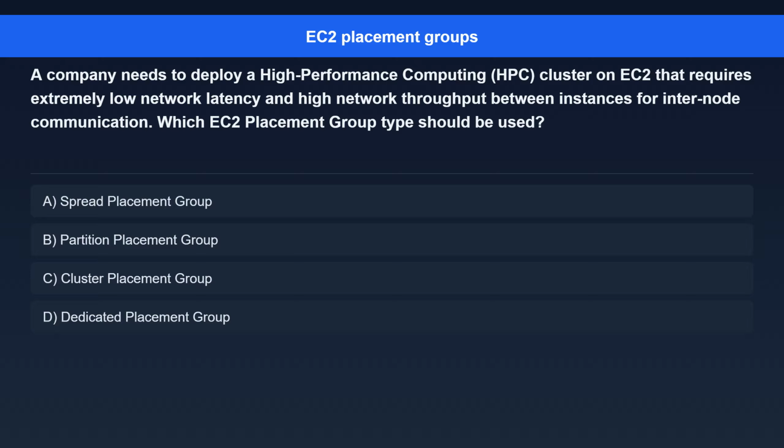Option A. Spread placement group. Option B. Partition placement group. Option C. Cluster placement group. Option D. Dedicated placement group.